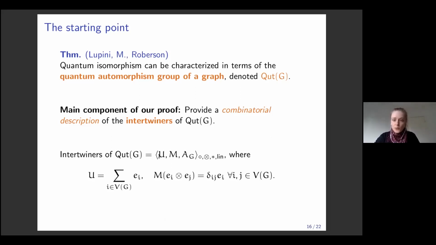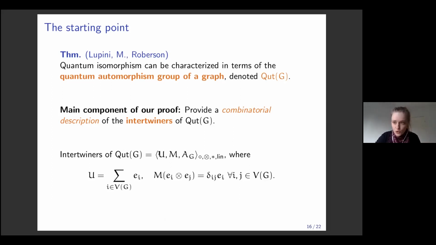manner. We start with three matrices, U, M, and the adjacency matrix of the graph. And then we can take their products whenever it's possible to multiply them together. We can take tensor products, and we can take complex conjugate transpose, and finally linear combinations.